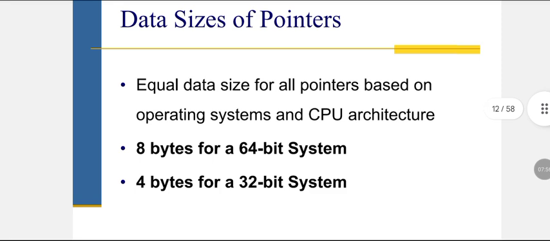Then we move on to data size of pointers. The equal data size of all pointers is based on the operating system and the CPU architecture. So we have 8 bytes for a 64-bit system. Then we have 4 bytes for a 32-bit system. Then we move on to the example of the data size.